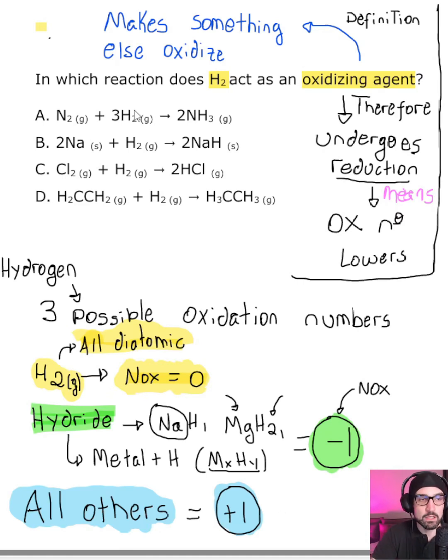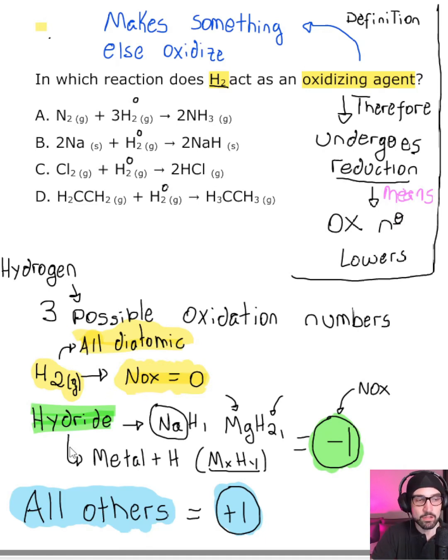So now let's go back to the question. Notice that in which reaction does H2, that means every single reactant that has hydrogen is H2. Okay, so you got to focus on that. Acts as an oxidizing agent. So therefore it undergoes reduction. So it has to lower the oxidation number from the reactants to the product. So let's put a 0 on top of each one because they are all in H2 in the diatomic form, right? Now let's take a look at the products.